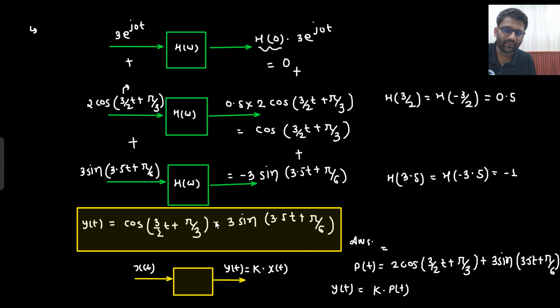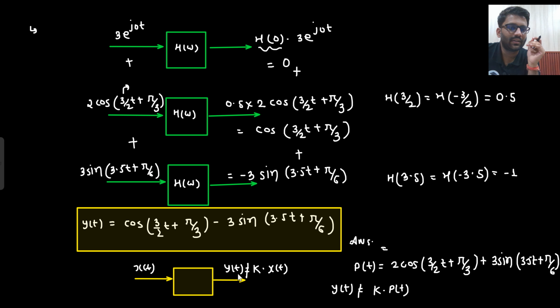Let's just say here it was plus 3 by 2. Then I would have taken 1 by 2 common, and this thing I would have got inside. But actually this is not plus 3 by 2. Here the answer you are getting is minus 3 sin(3.5t plus pi/6). So basically you cannot write your y(t) as k times p(t). Here also you cannot write y(t) as k times x(t). So neither p(t) nor x(t) is your eigenfunction.